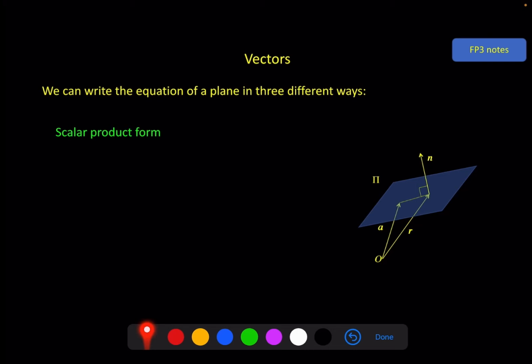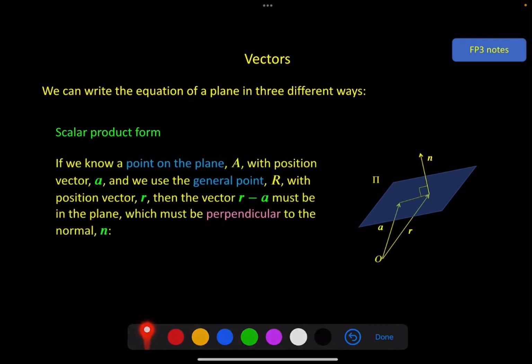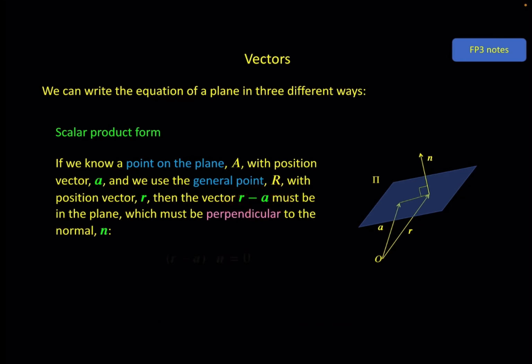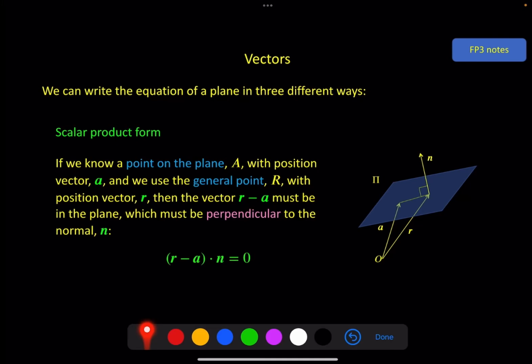The first one here, the scalar product form, is taking that idea that r minus a, this vector here, and n are perpendicular, and we know that two vectors that are perpendicular, the dot product between them must be 0. So if we know the point on the plane A, the general point r, we get this vector r minus a, and if the normal must be perpendicular to that, we can write this. And it's more commonly expanded, rearranged to this.